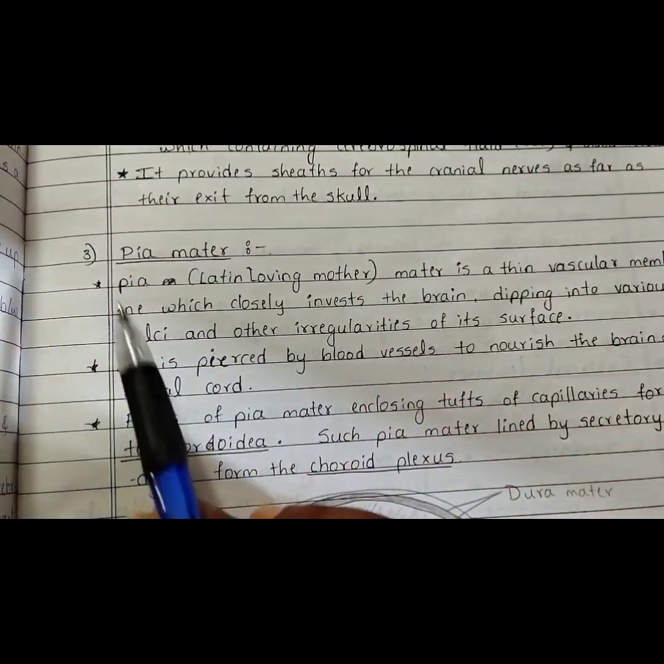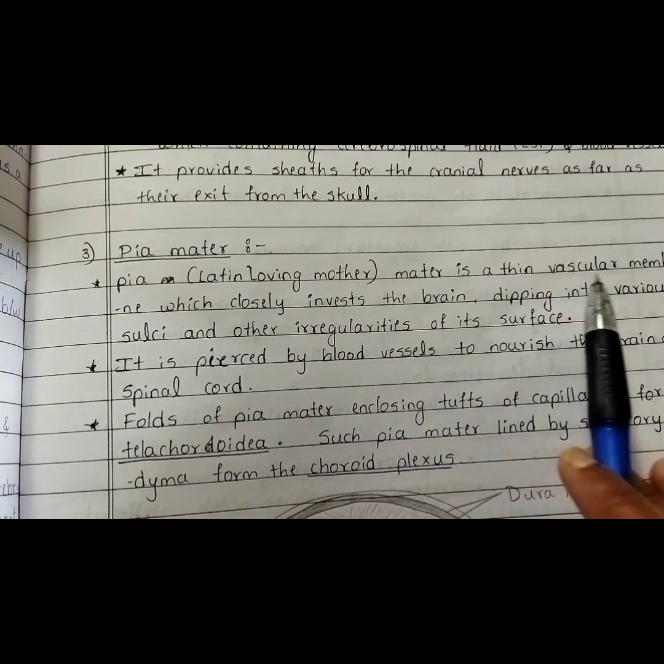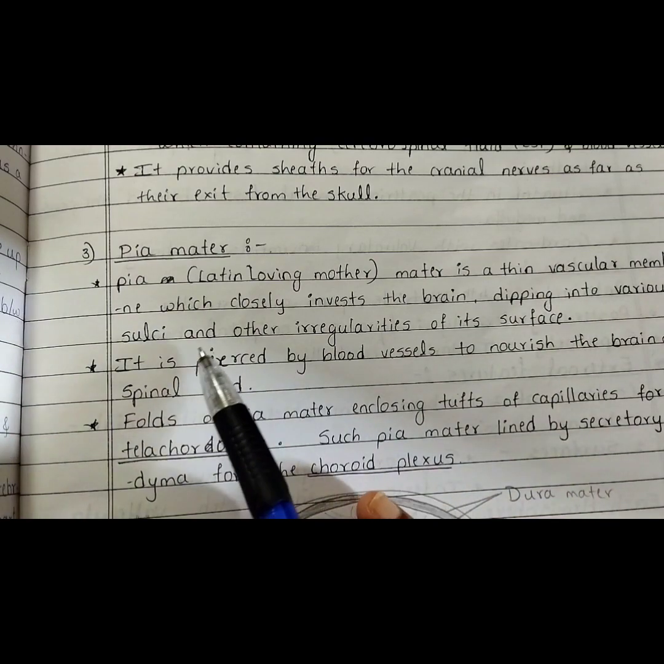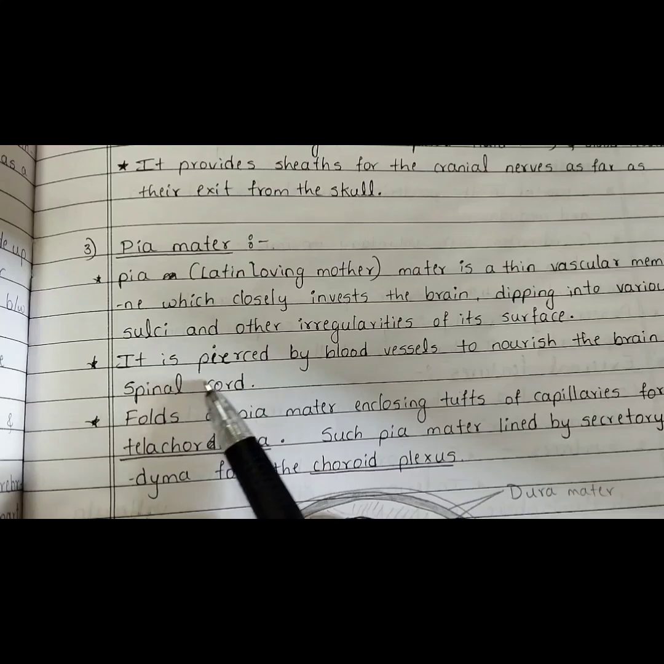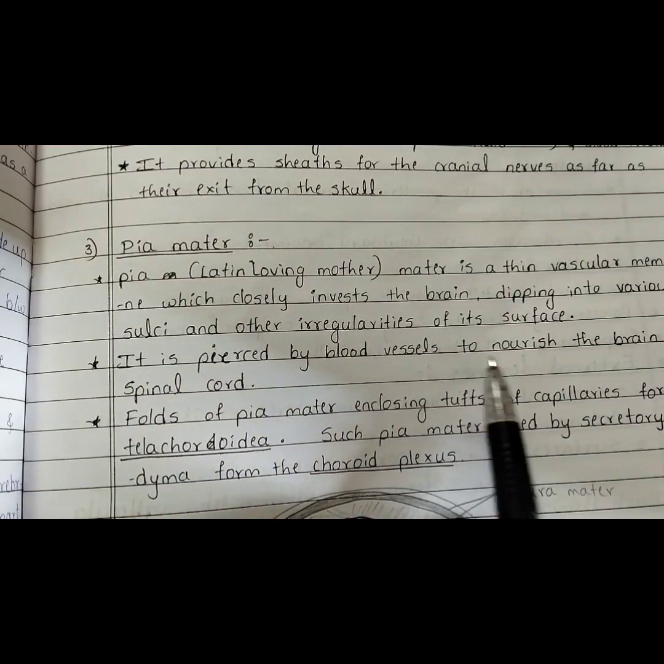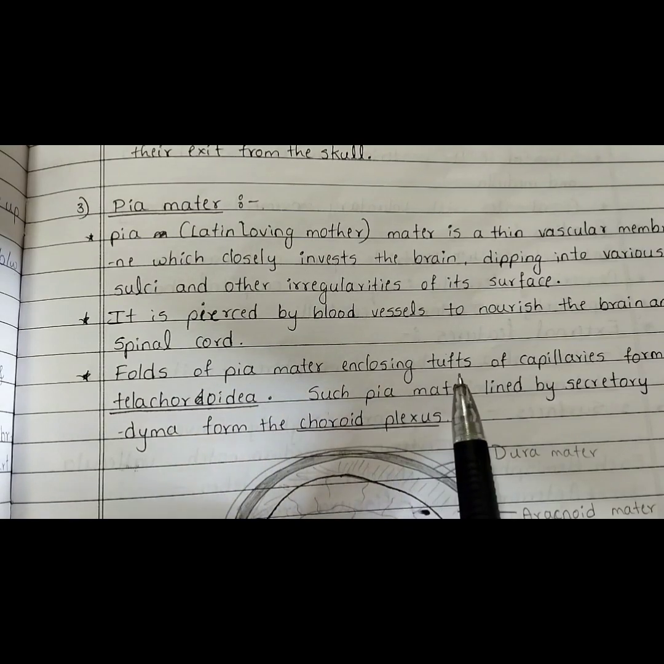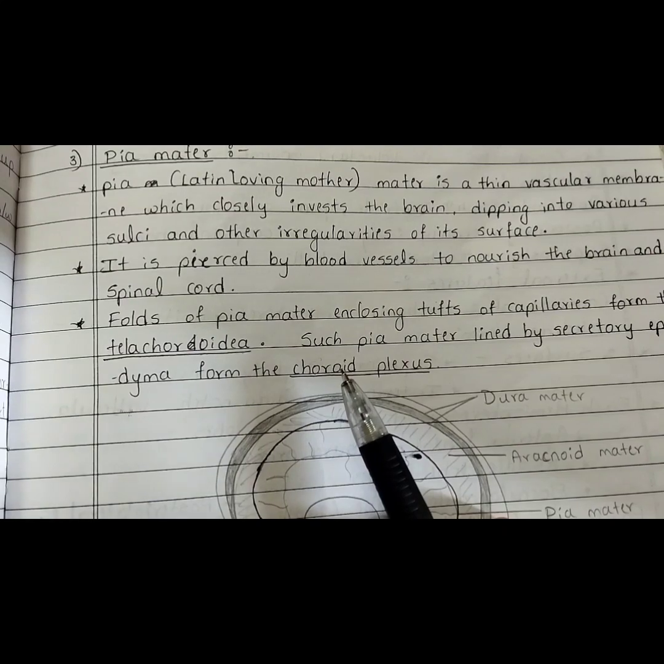Then the third layer is the pia mater. Pia, Latin for loving mother. It is the thin vascular membrane which closely invests the brain, dipping into various sulci and other irregularities of its surfaces. Then it is pierced by blood vessels to nourish the brain and the spinal cord. Folds of the pia mater enclosing the tuft of capillaries form the tela choroidea. Such pia mater lined by the secretory ependyma forms the choroid plexus. These choroid plexuses secrete the cerebrospinal fluid.